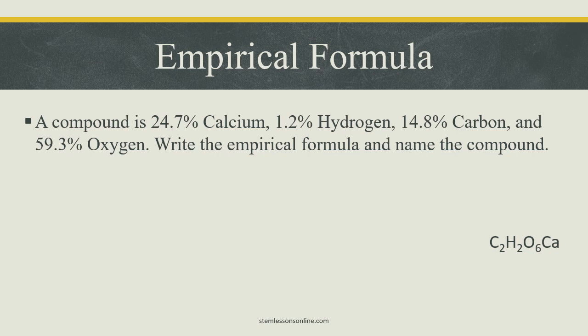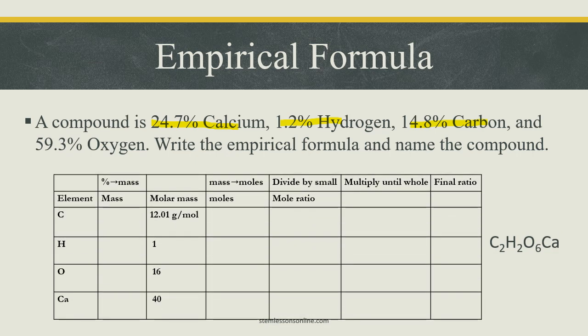Answer. And now for example, here you can see that a compound is 24.7% calcium, 1.2% hydrogen, 14.8% carbon. So let me get the highlighter here. So we will write this one, this one, and this one in the table. We did that one, and you can write the masses of each one. Okay, calcium, hydrogen, carbon, and oxygen. Oxygen is here. And now write the empirical formula and name the compound.